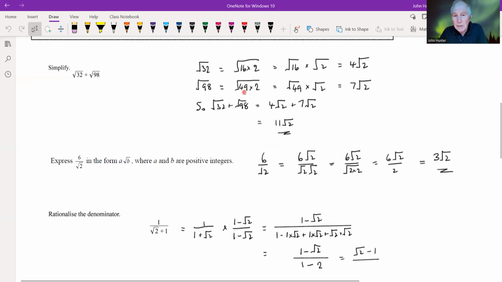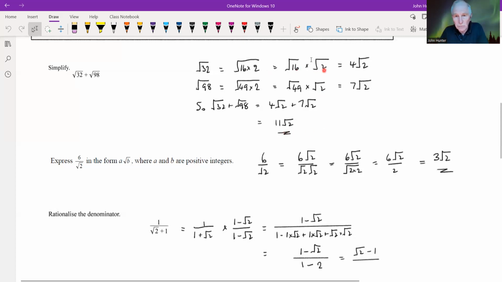Similarly, 98 splits into 49 times 2, and giving them separate bus shelters, we can write it like that. The square root of 49 is 7, so that's 7 root 2. So when we look at the sum of the square root of 32 and the square root of 98, we've got 4 root 2 plus 7 root 2. Now, we can add these because this is like 4 apples plus 7 apples, or 4x plus 7x. So simply we can write this solution as 11 root 2. Okay, so that is that.